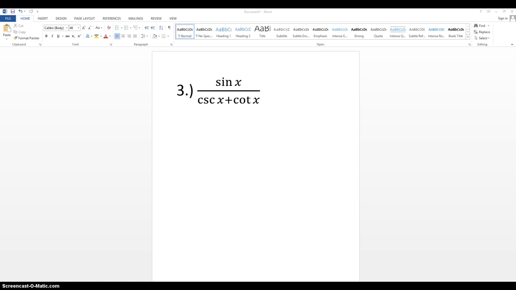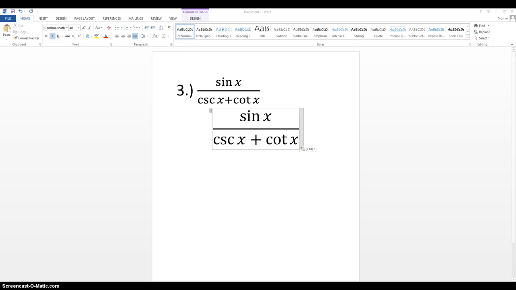Alright, so number 3 on the review says sine of x over cosecant of x plus cotangent of x. So what I want to do is multiply top and bottom by the conjugate of the denominator. Remember what the conjugate is? It's basically the same expression except the middle sign changes.